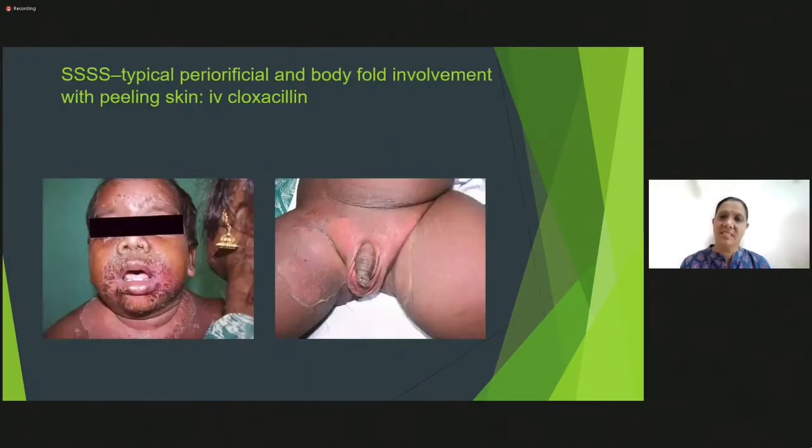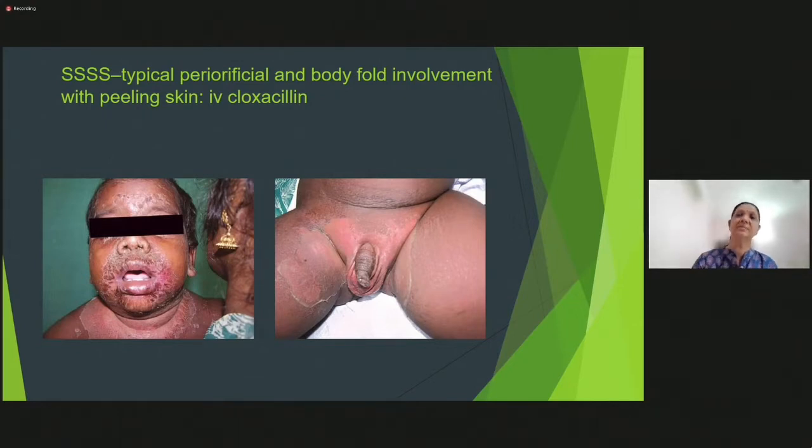Now, this is something which is serious for pediatricians because a simple innocuous staphylococcal infection has two problems. One, it can cause streptococcal infection, which can cause post-streptococcal glomerulonephritis in children. The second thing is that the staphylococcal toxin can produce a very toxic condition called staphylococcal scalded skin syndrome.